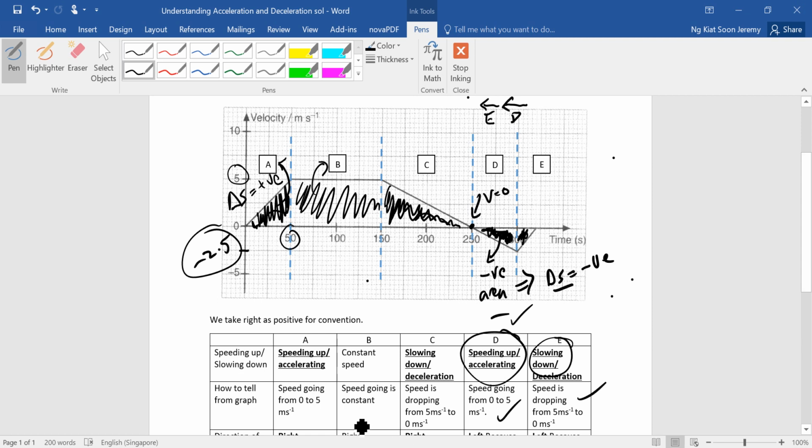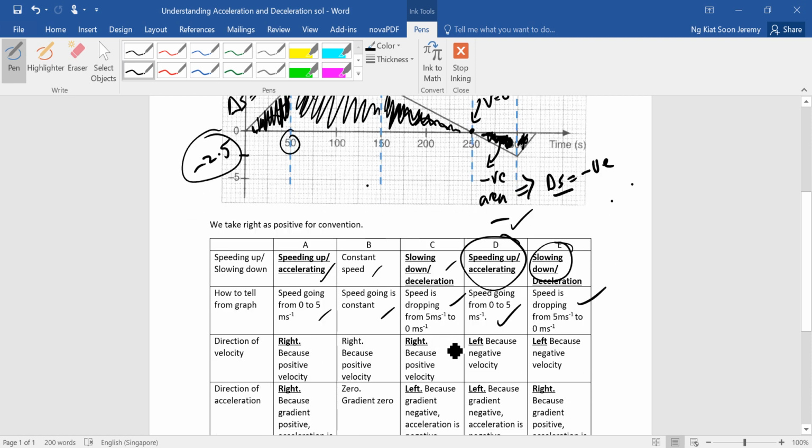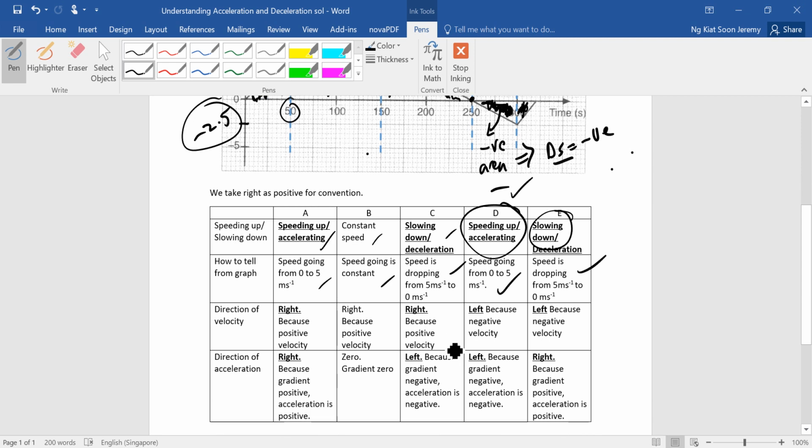Okay. So I've already cleared the first two rows, right? This part, how to get these parts, they're quite straightforward. What I really want to discuss is actually how do I know whether something is speeding up or slowing down based on the direction of velocity and acceleration, right?